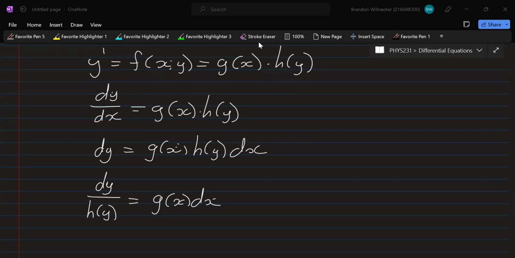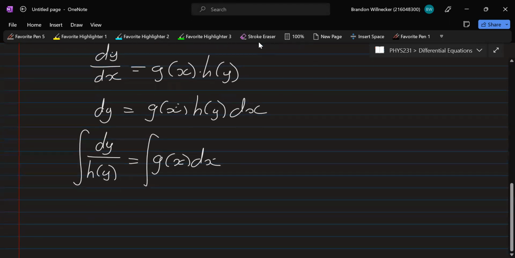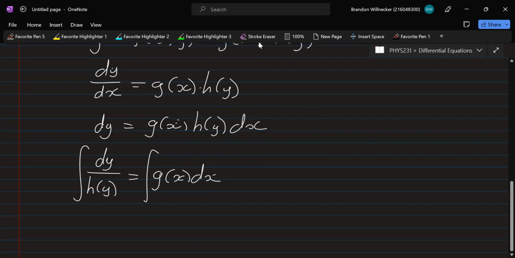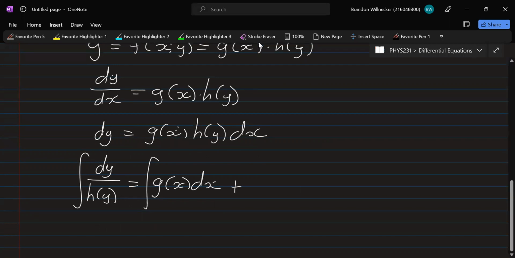We can then integrate. So integrating both sides, that gives us our function of y on the left-hand side, and then just a function of x on the right-hand side. Remember to add your constant c. Now, since the left-hand side is a function of y, we need to invert that to then solve for y.